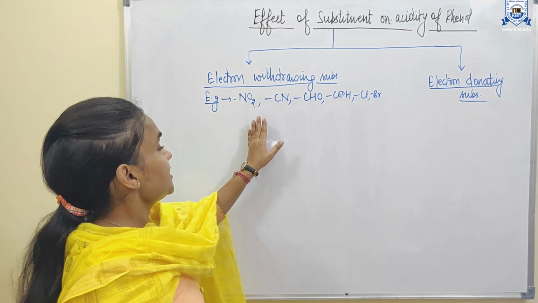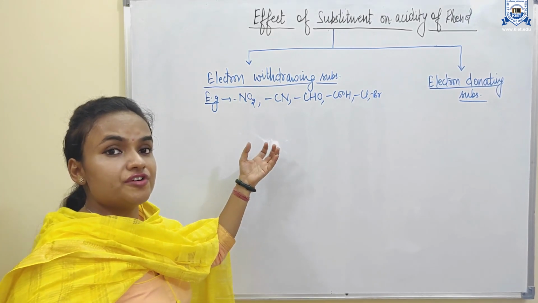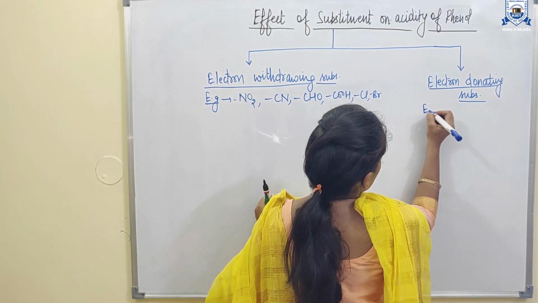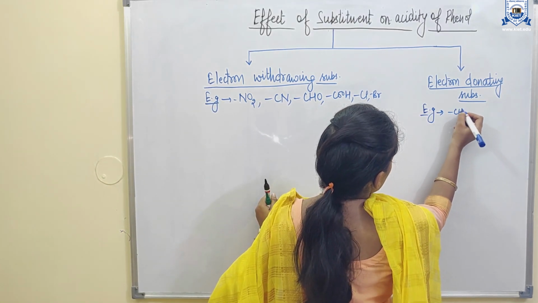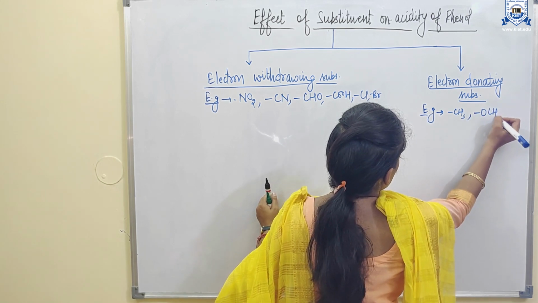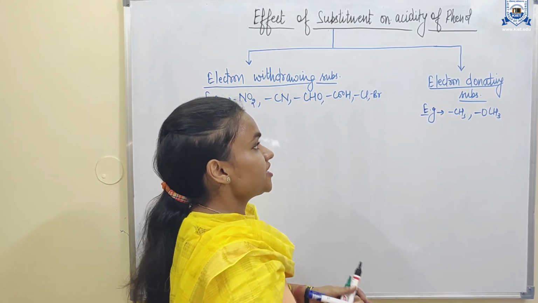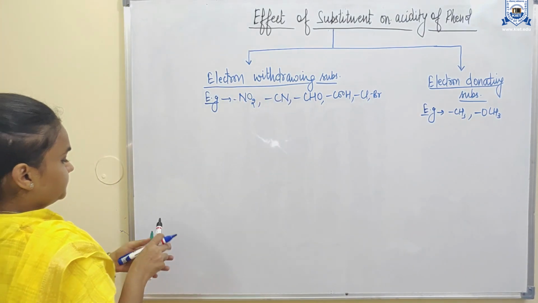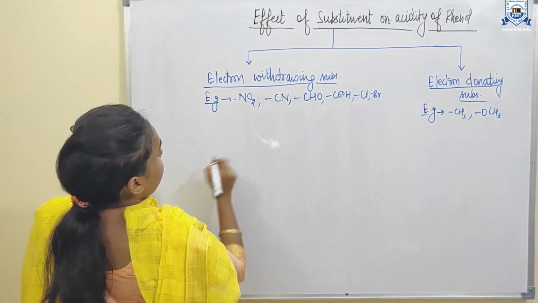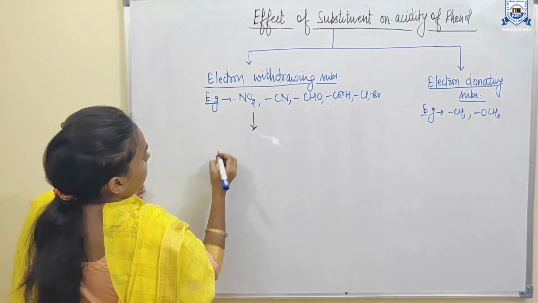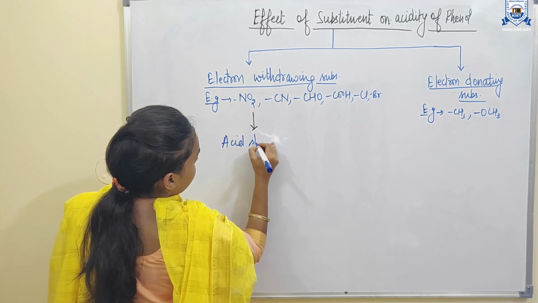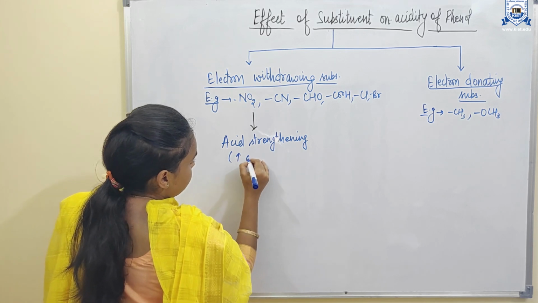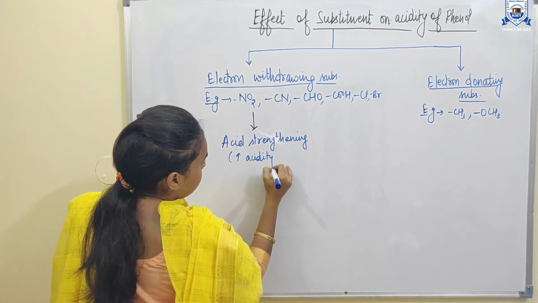Electron withdrawing substituent means the substituent which withdraws the electron towards it. While the examples of electron donating substituents are alkyl groups like CH3, like OCH3. All these are electron donating substituents. Electron donating substituent means a substituent which donates the electron towards the ring. So electron withdrawing substituents are acid strengthening. Acid strengthening means they increase the acidity of the phenols.